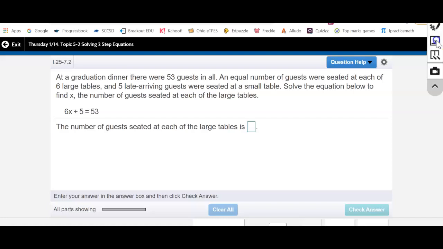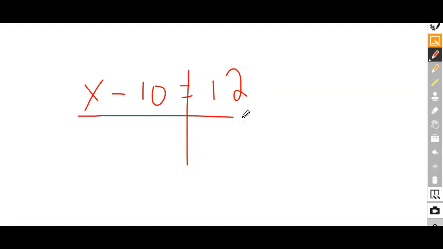Okay, so let's start off with going back and looking at what we did with one-step equations. It was x minus 10 equals 12. So what we did was we make a t-chart. We have to get rid of this by doing the inverse operation.